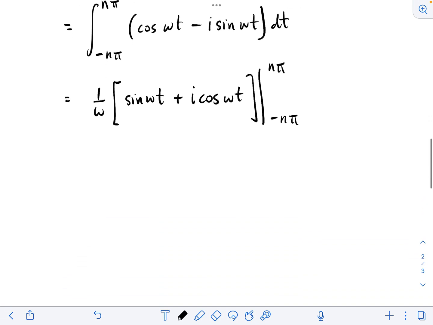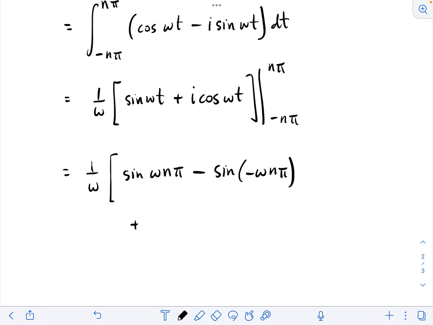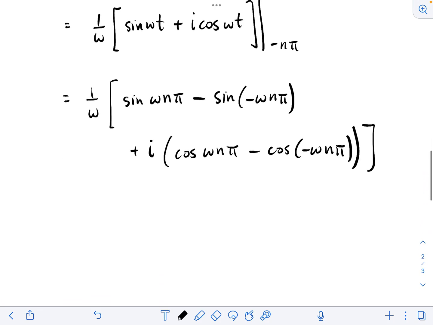Okay, so let's do this in a lot of detail here. We're going to have a 1 over omega, and then sine omega n pi minus sine of minus omega n pi. And then we have plus i of cos omega n pi minus cos of minus omega n pi. So where we put in these two limits that we have.